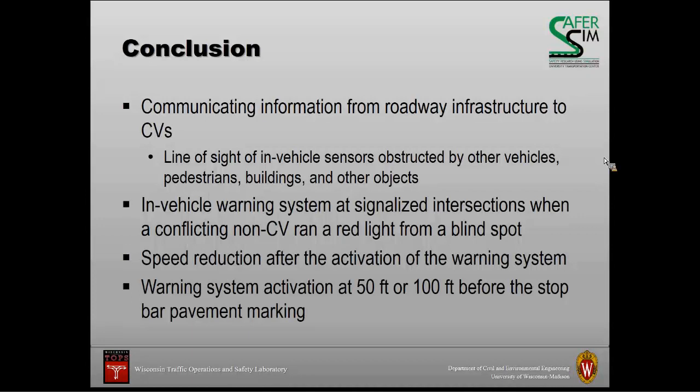And drivers reacted differently. They reduced their speed. Some came to a complete stop. And based on all the results and all the data we had, we suggest having a warning system activated at 50 feet or 100 feet before the stop bar pavement marking.